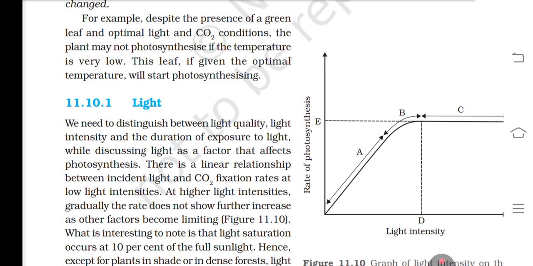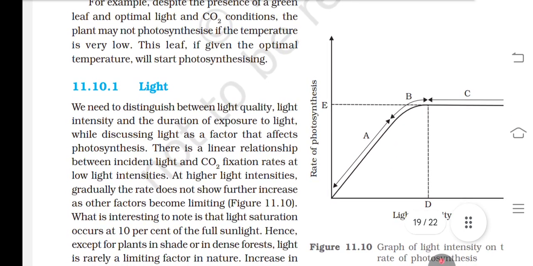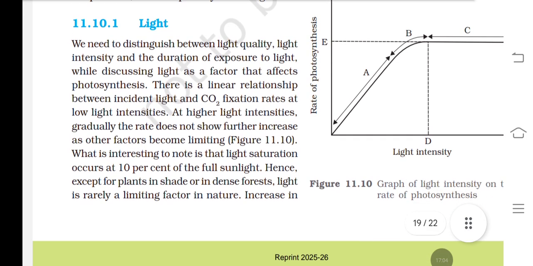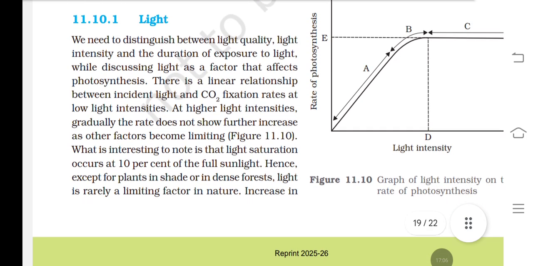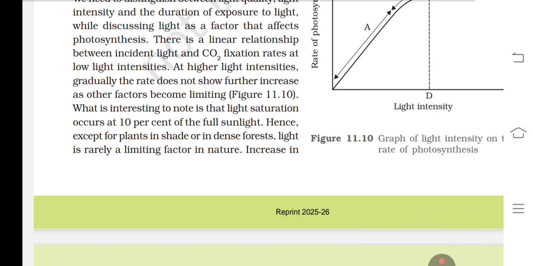despite the presence of green leaves, optimal light and carbon dioxide conditions, the plant may not photosynthesize if the temperature is very low. The leaf, if given an optimal temperature, will start photosynthesis. Light: we need to discuss the difference between light quality, light intensity, and the duration of exposure to light. While discussing the light factor's effect on photosynthesis, there is a linear relationship between incident light and carbon dioxide fixation rate.